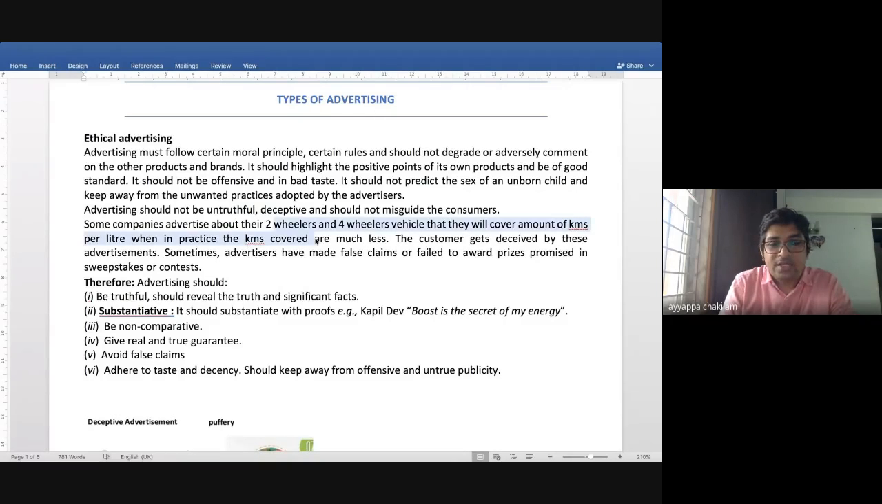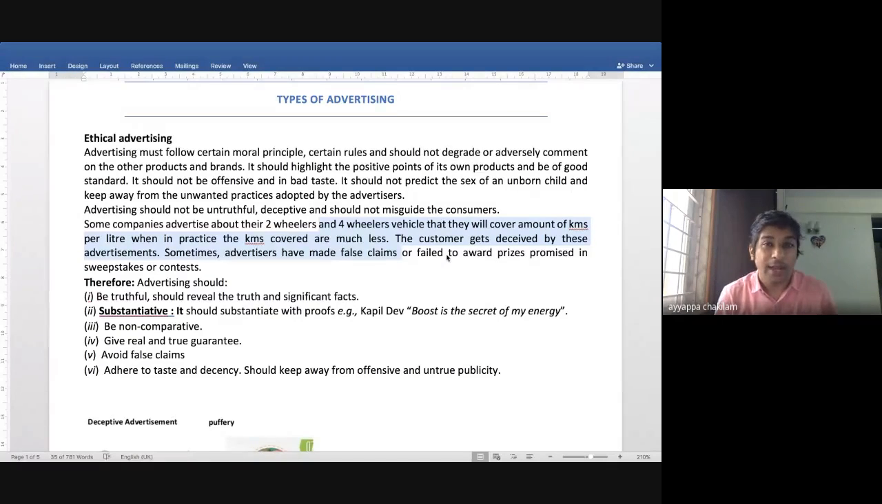Some companies advertise, for example, two-wheelers and four-wheeler vehicles, saying that they cover some number of kilometers per liter. That is about the mileage. Many companies make tall claims saying that our bike is going to give you 80 kilometers per liter. Some cars say they are giving 25 kilometers per liter. But how far is it true? They have a small star at the bottom saying under standard test conditions. That's how they try to make sure they are definitely saying the truth about the product.